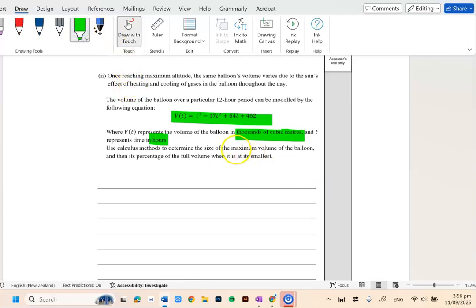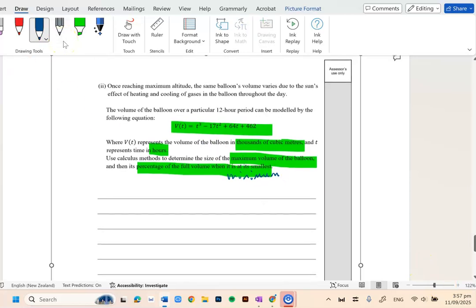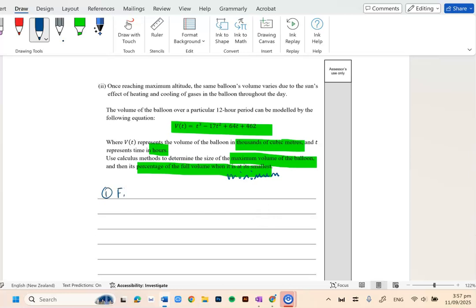So it's a two-part question. We've got to first find the maximum volume of the balloon, and then the percentage of the full volume when it's at its smallest, or basically when it's the minimum, in easier words. The minimum. Okay. So let's start with step 1, which is to find the maximum volume.